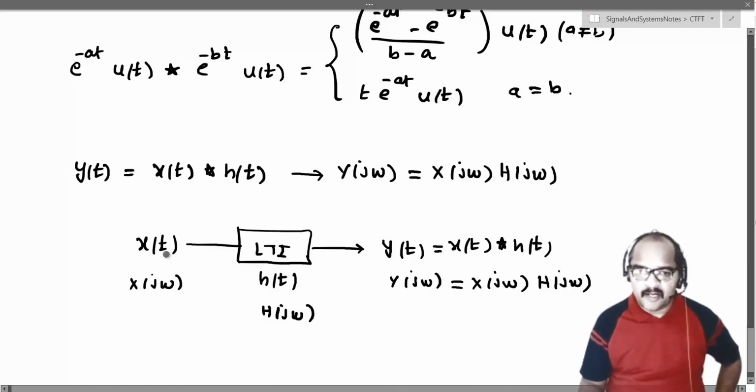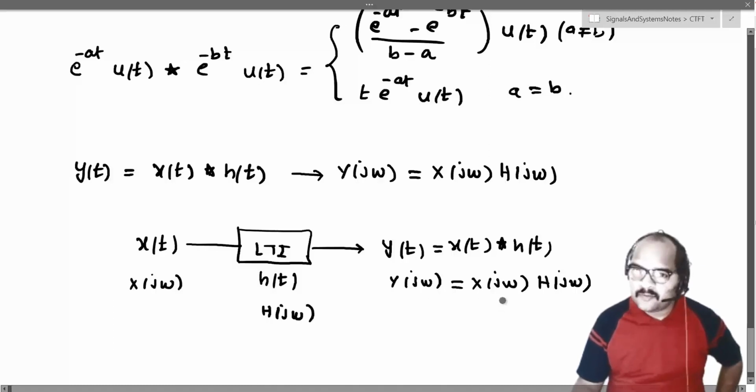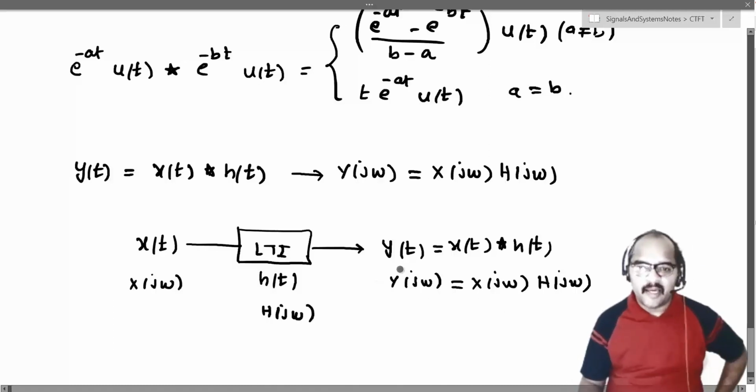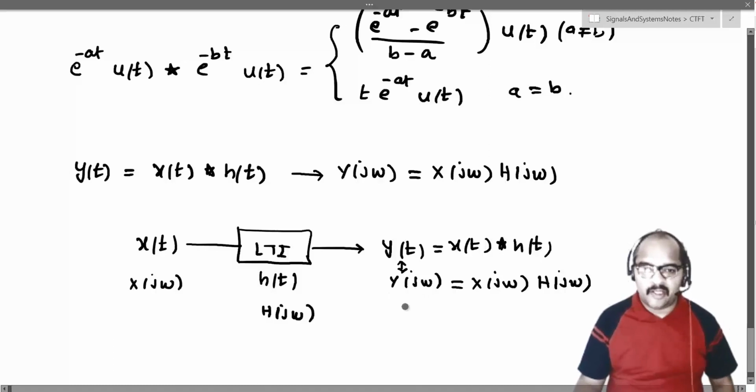Clearly, you observe that the convolution operation can be seen as the output of an LTI system. In frequency domain, the corresponding Fourier transforms get multiplied. This y of t and y of j omega form a Fourier transform pair, meaning the Fourier transform of y of t is y of j omega, and the inverse Fourier transform of y of j omega is y of t.